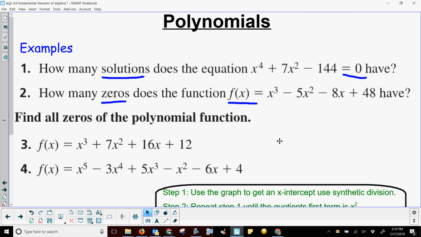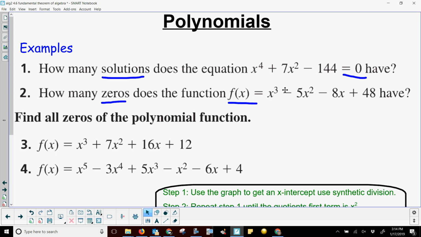So examples 1 and 2 are the thing we've been talking about. How many solutions does this have? How many zeros does this have? Usually, not always, but usually they'll ask for solutions if they have set it equal to 0, and they'll ask for the zeros if they've set it equal to f of x or y or whatever. They're asking the same thing. How many answers am I going to get? Well, x to the 4th means I'm going to have 4 answers. It's not going to be 4 and 2 more or anything like that. Highest exponent and only highest exponent tells you how many answers.